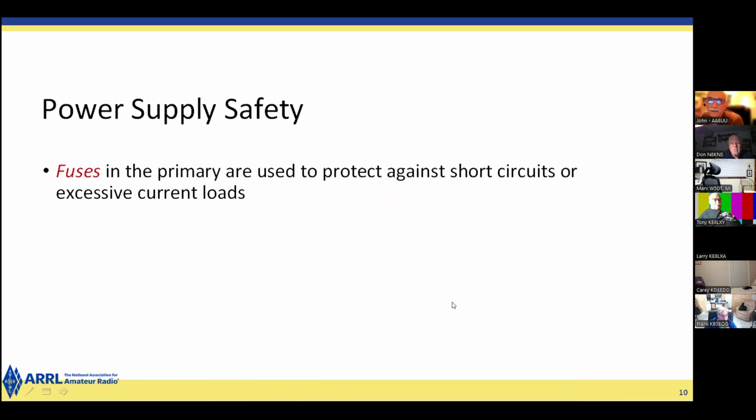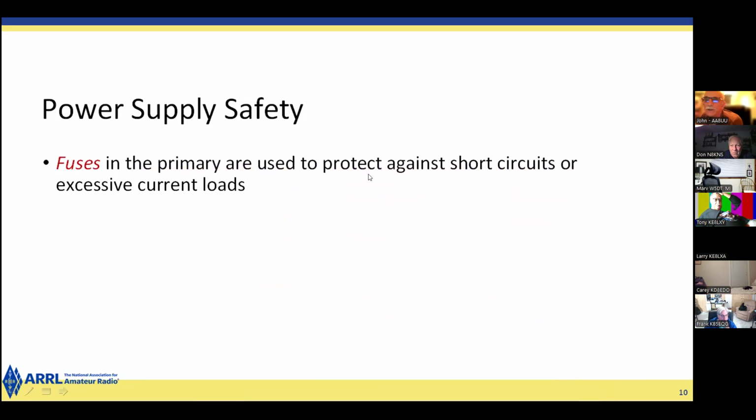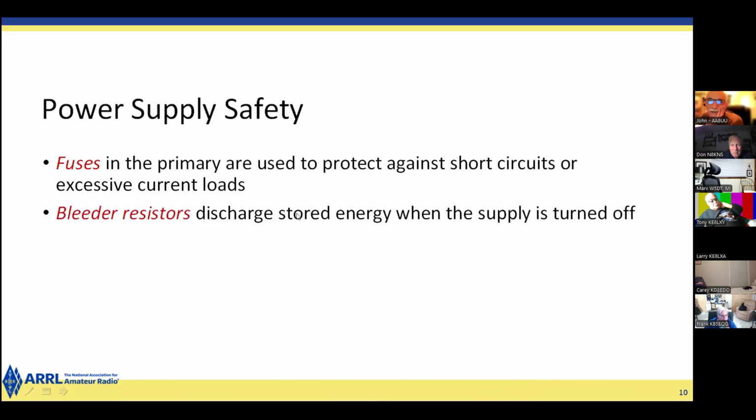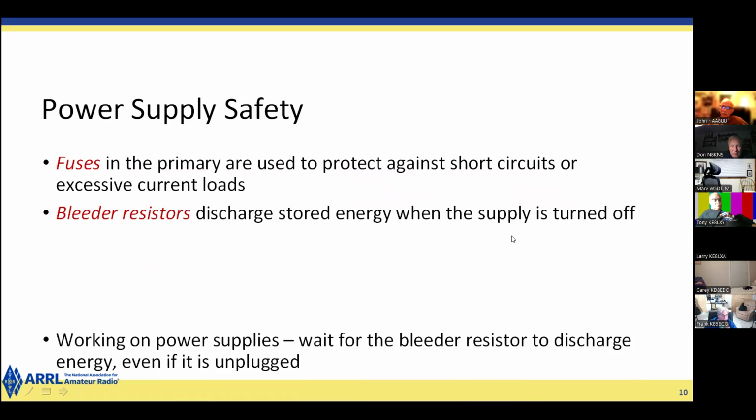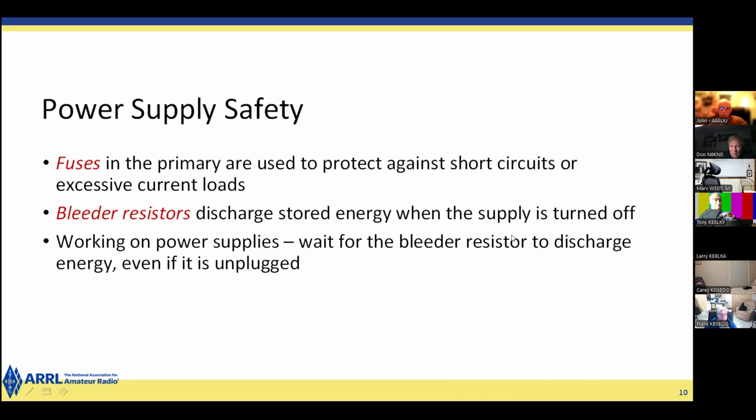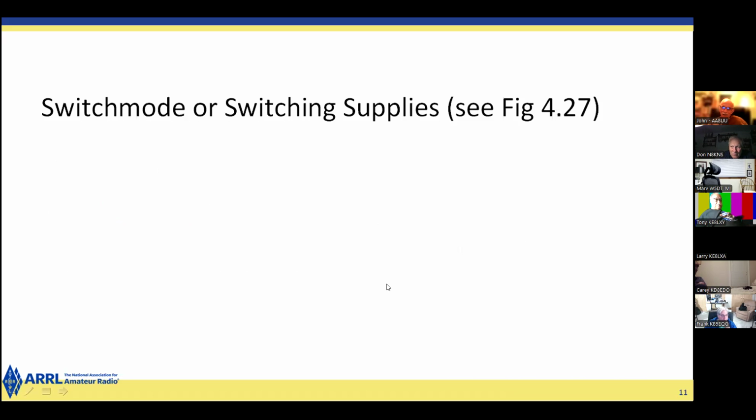Power supply safety. Fuses in the primary are used to protect against short circuits or excessive current loads. That's in the primary. Bleeder resistors discharge stored energy when the power supply is turned off. When working on power supplies, wait for the bleeder resistor to discharge energy, even if it is unplugged. Yeah, I got used to working with low power, 12 volts and below, and that can make you a little sloppy, and you can get hurt with the high voltage.